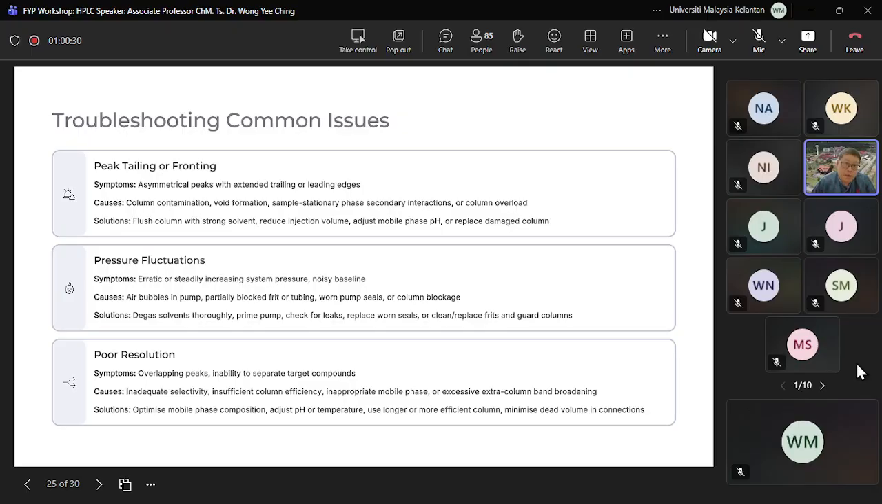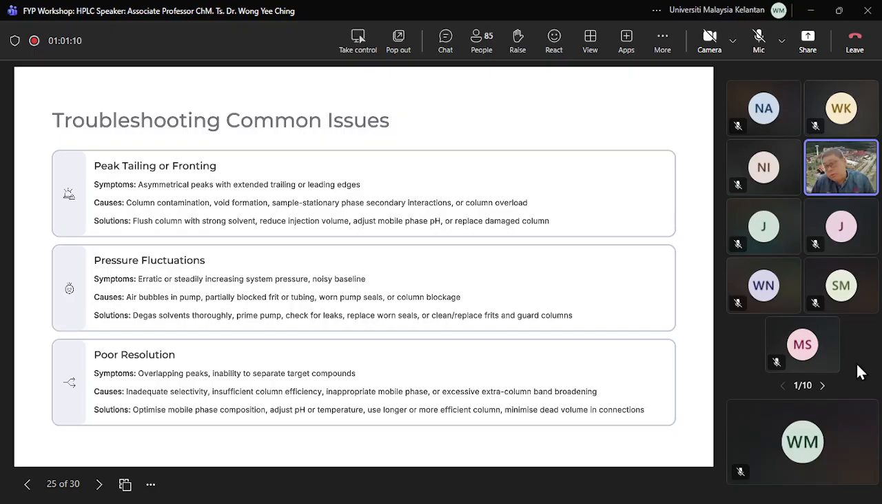The void formation inside the column, and then sample and stationary phase secondary interaction may occur when you are doing your setting, which means that your setting is not so good. And then there is the possibility that your column is being overloaded by the sample. So injecting more sample doesn't mean that you get a very good separation. So try to limit within the range that I have stated previously.